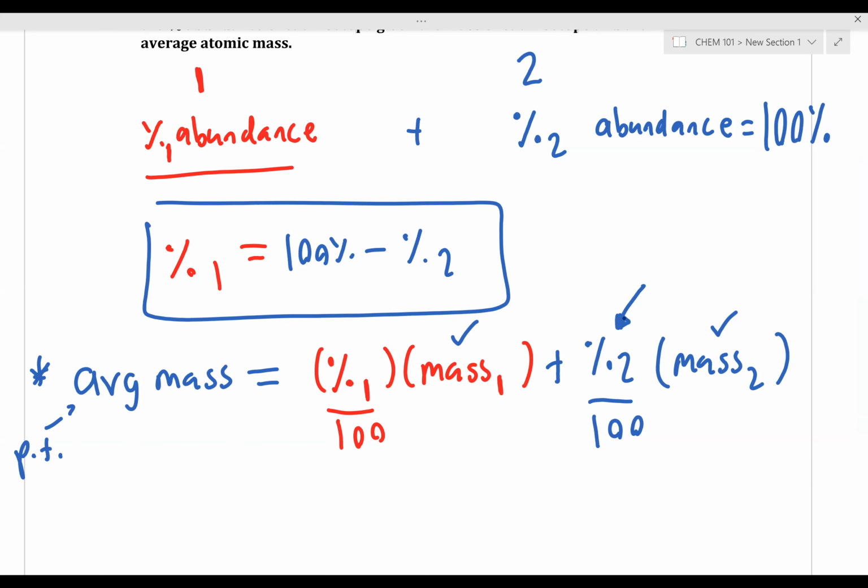Although it looks like this equation is pretty complicated, although it looks like we have three unknowns, right? We don't know either percent abundance, right? Can we write out a percent abundance in terms of the other isotope? Are these 2 percent abundances related to each other? Yes. So what we're going to do is take this expression and plug it in for our percent abundance of isotope 1.